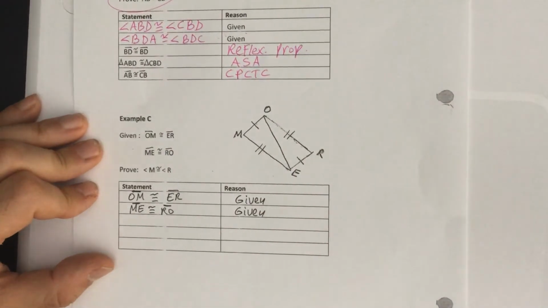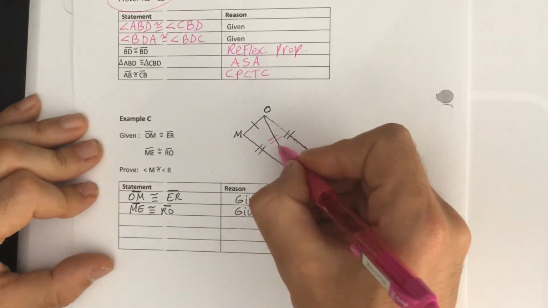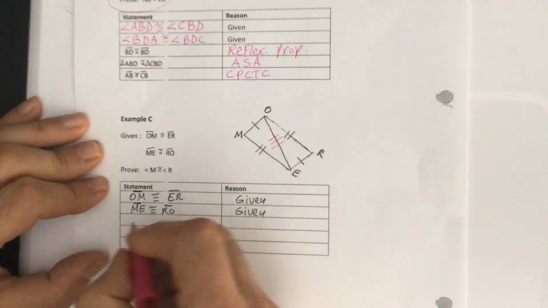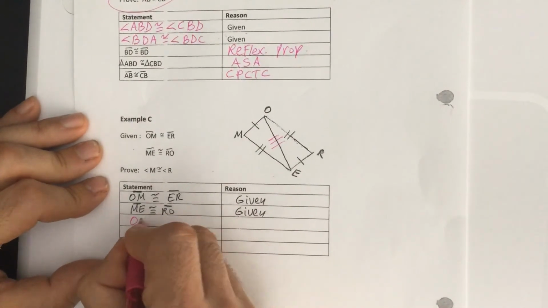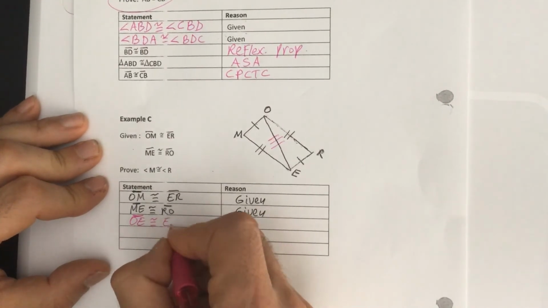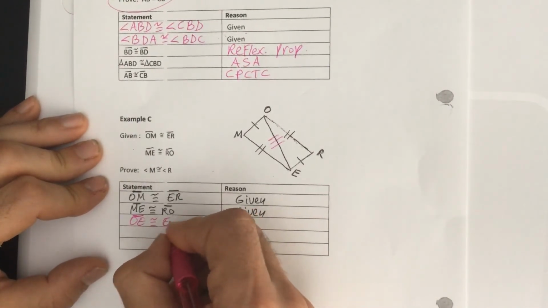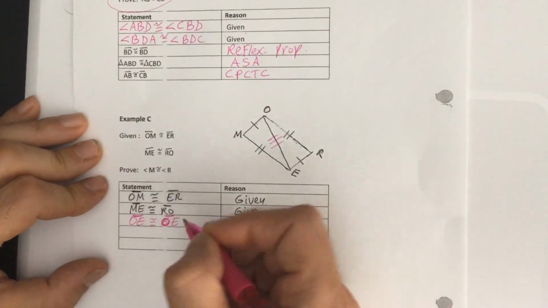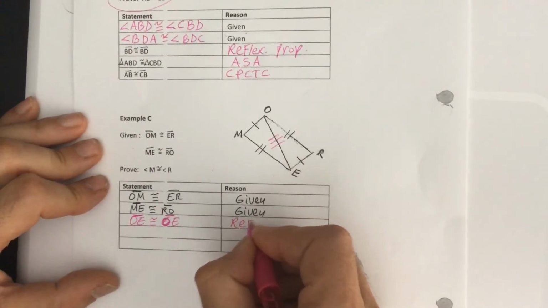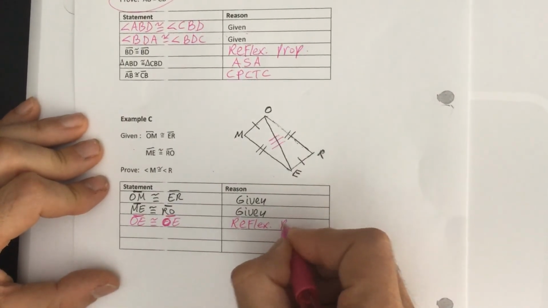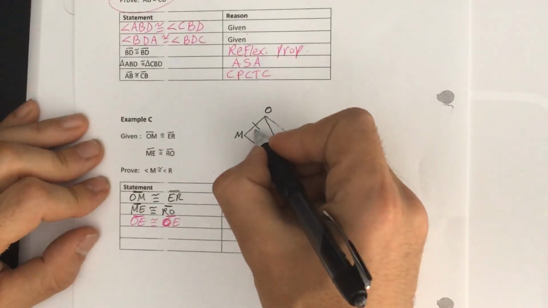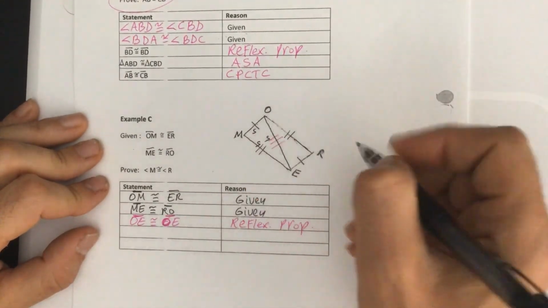Hey, what we got here? These two triangles are sharing the same side. So I'm gonna write down OE is congruent to EO. Yeah, let's write down OE, but you can write down also EO, it doesn't matter. And that is the reflexive property. And what we got over here is basically side, side, side.